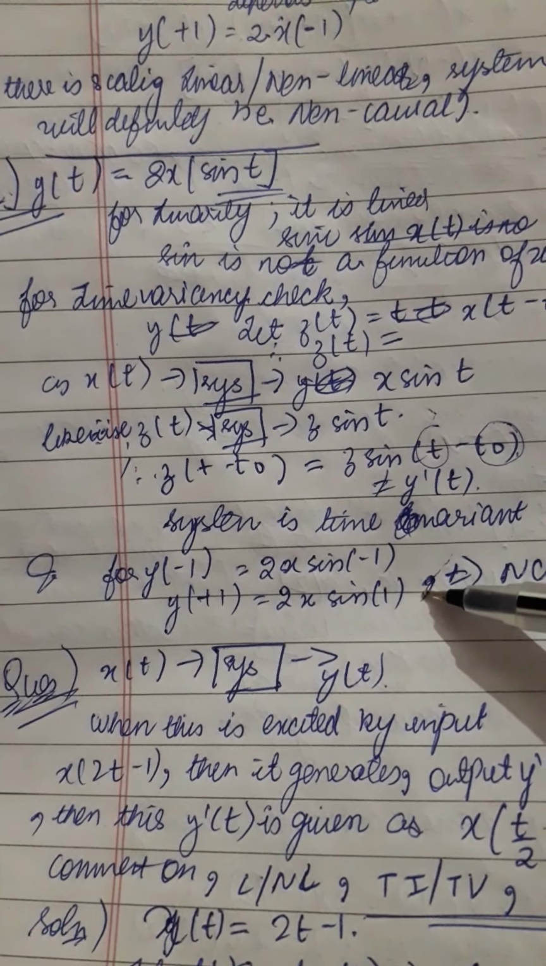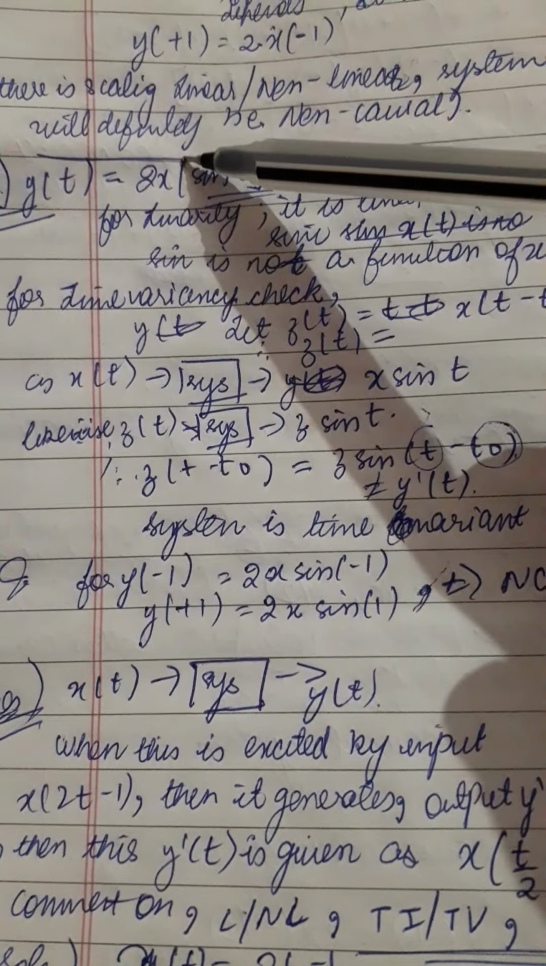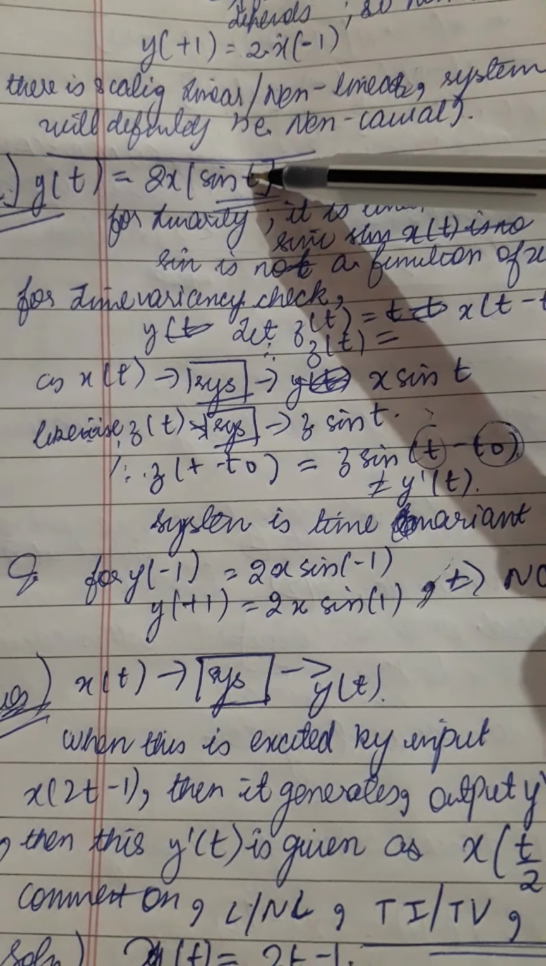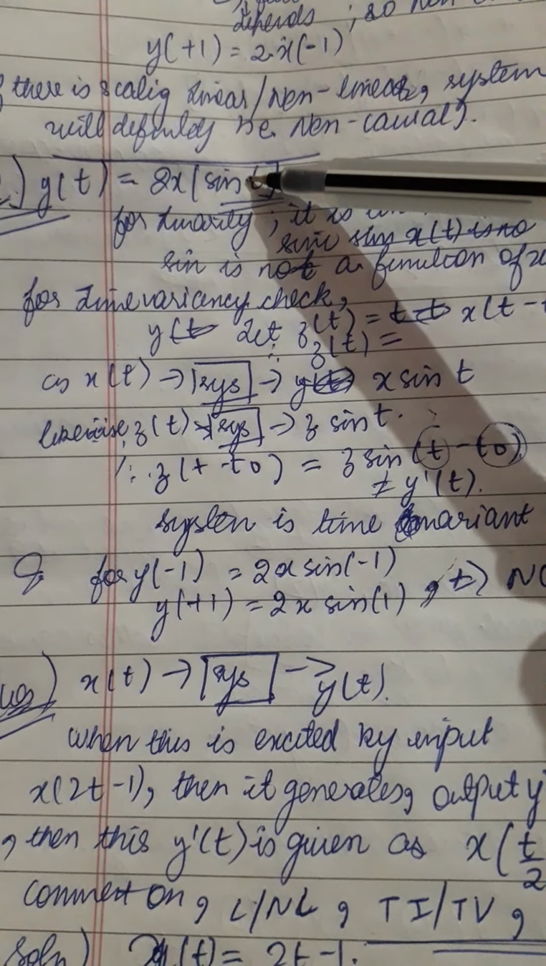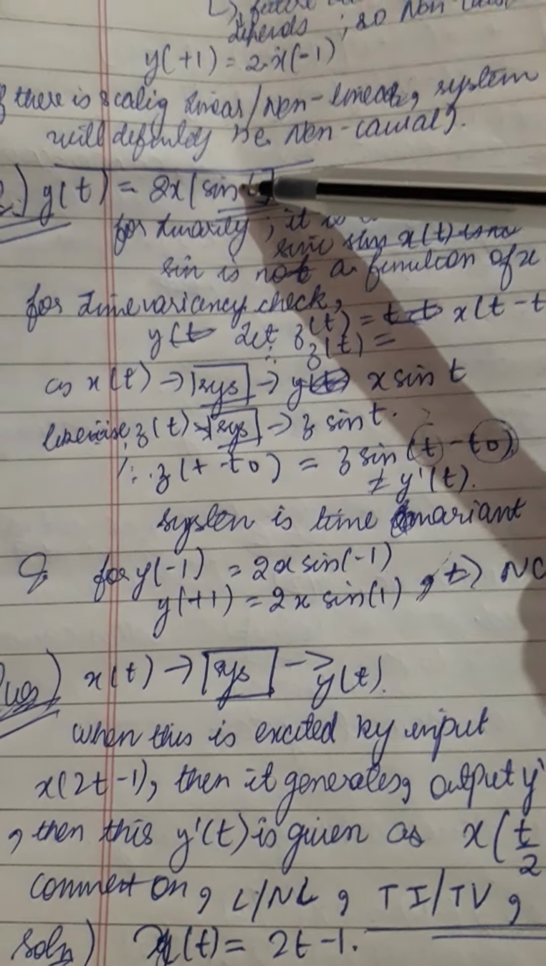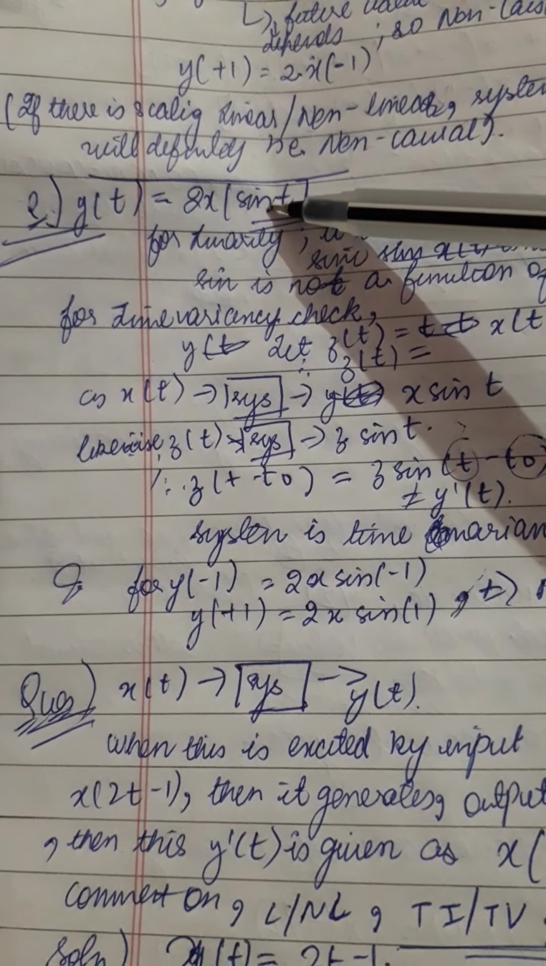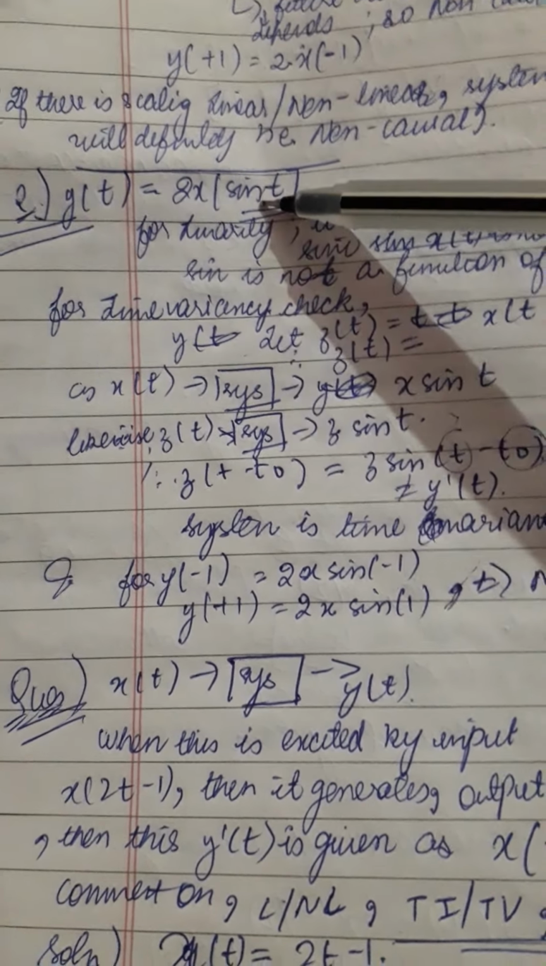Directly the variancy can be found out, as if this was a function of x of t, then we can automatically say that the system is non-linear. Sorry, time variant. For causality, we have already checked, and for linearity it is also done. Everything is done. Okay.